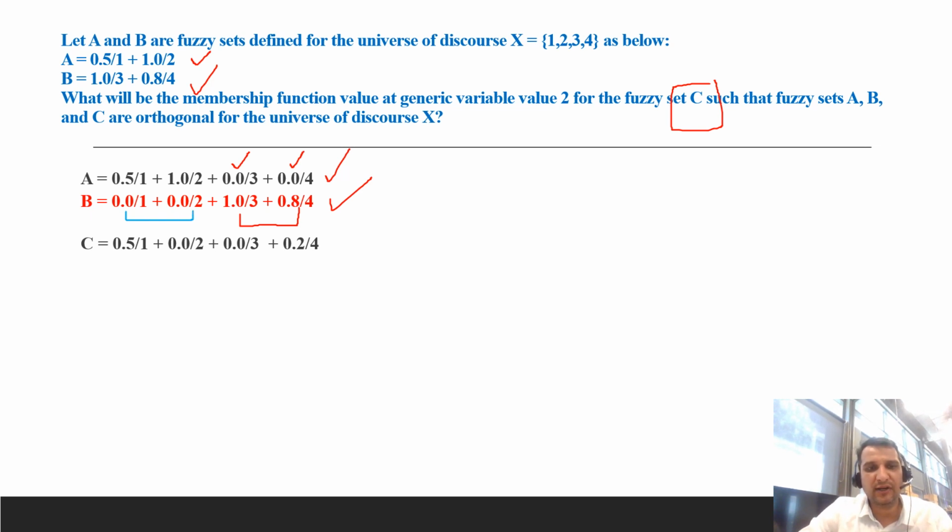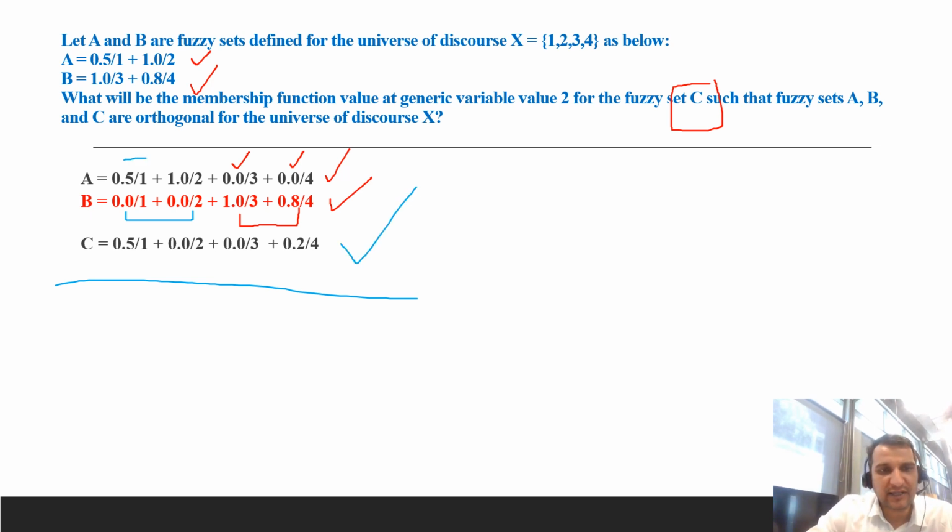Now we have to calculate the third fuzzy set C. So how do we evaluate? We have to consider column wise. For fuzzy element 1, what will be the membership value? We have to add all these, and the sum must be equal to 1. So 0.5 plus 0 is 0.5, so the remaining value will be 0.5. In this case, 1 plus 0, already it is 1, so the next will be considered as 0.